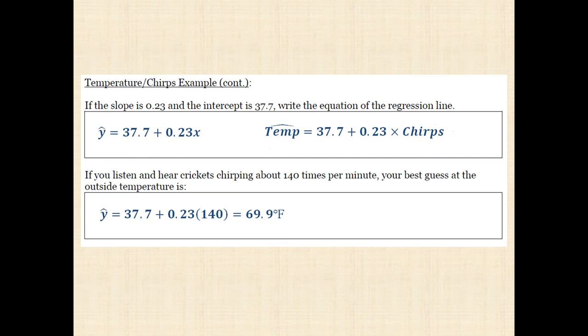One of the main functions of the regression line is to use it for prediction. That ends up being relatively simple if you already have the equation of the regression line. You substitute in a specified value for x, and then you simplify it, and that'll give you your predicted y value. Like it says there, if the number of cricket chirps per minute is 140, your best guess at the outside temperature is what you get when you substitute 140 in for x in the equation of the regression line. Simplifying that, you get 69.9 degrees Fahrenheit for a predicted temperature.